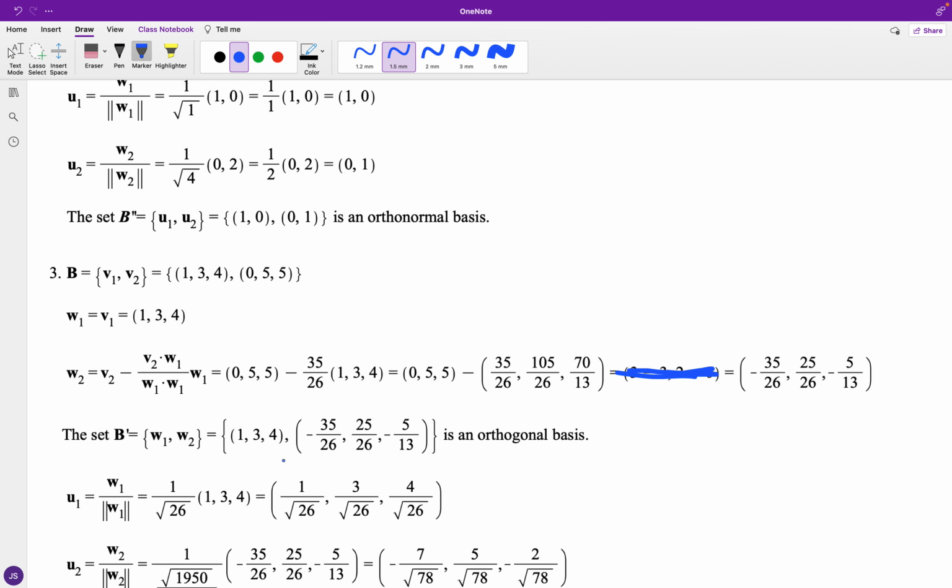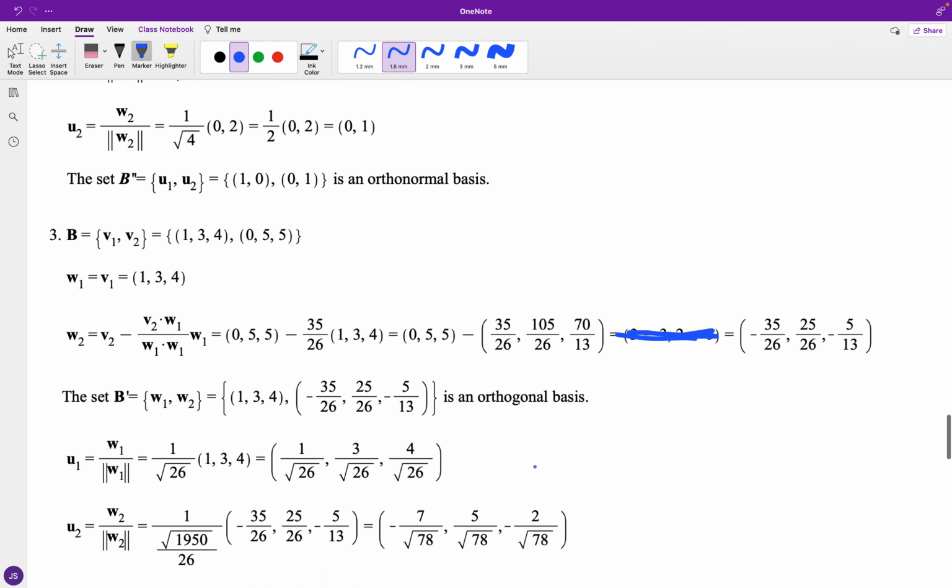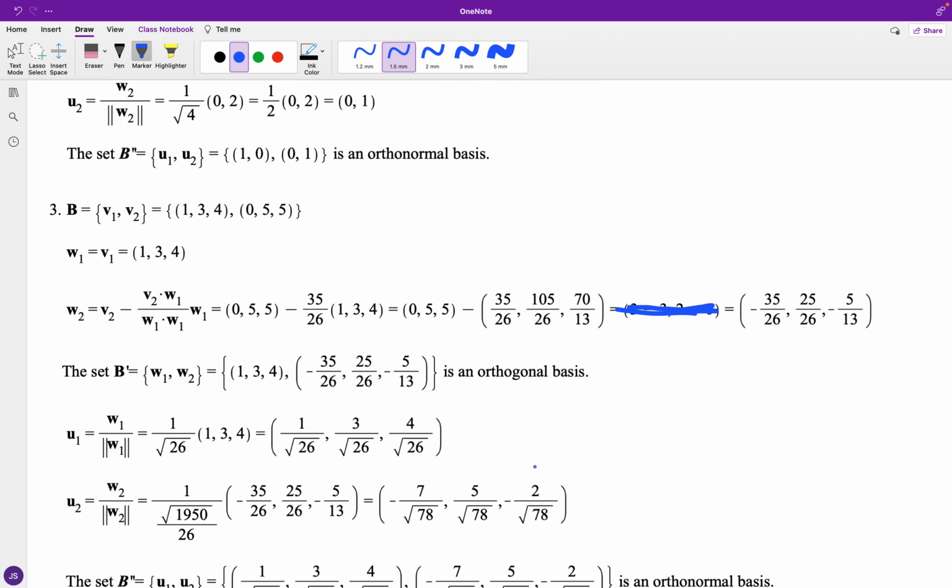So we have 1, 3, 4, and then you have this set of fractions, and that's going to be our orthogonal basis. And looking at converting in terms of unit vectors, W sub 1 divided by its norm. And again, the norm is going to be the square root of the sum of the squares of 1, 3, and 4, which will be, in this case, the square root of 26. And taking 1 over the square root of 26 and multiplying W sub 1 will come out to these radical ratios.